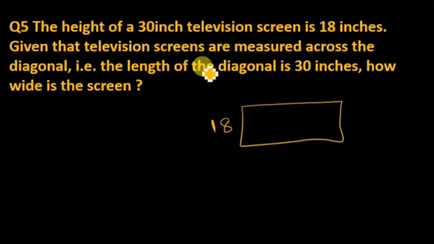You can say, given that the television screens are measured across the diagonal. And what is the diagonal? The diagonal is this side. I draw the diagonal on this side. And what is the length of the diagonal? The length of the diagonal is 30 inches. How wide is the screen? This is a 90-degree angle. This is the width, and this is the x.